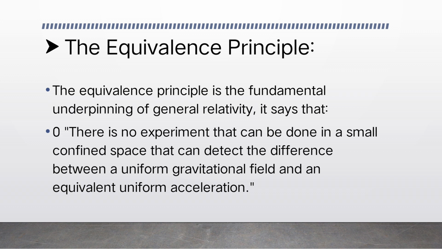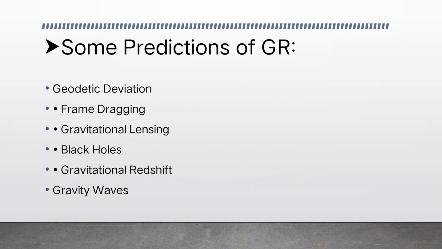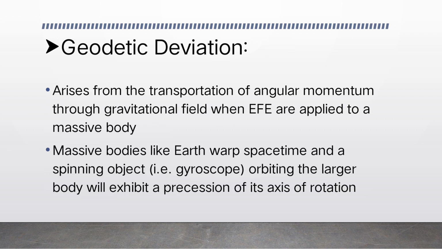The equivalence principle is the fundamental underpinning of general relativity. It says that there is no experiment that can be done in a small confined space that can detect the difference between a uniform gravitational field and an equivalent uniform acceleration. Some predictions of general relativity are geodetic deviation, frame dragging, gravitational lensing, black holes, gravitational redshift, and gravity waves.